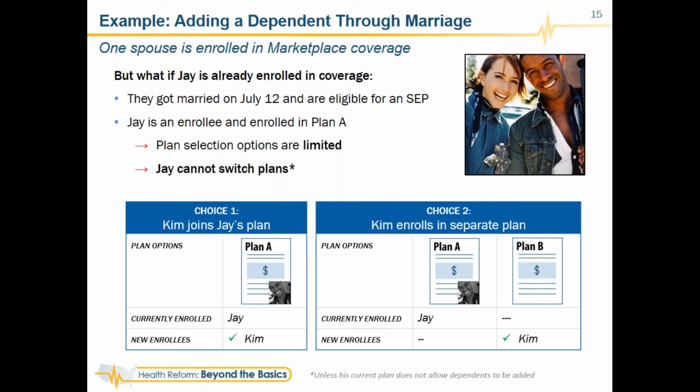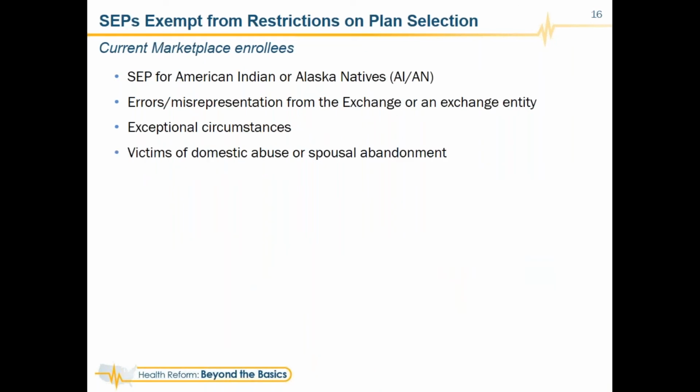Now, there are a few SEPs that are exempt from these restrictions on plan selection for current enrollees, and those are listed here. There's the SEP for American Indians or Alaska Natives, also known as AIAN. There's the SEP for errors or misrepresentation from the exchange or from an exchange entity. There's exceptional circumstances, which are things like a natural disaster or a medical condition that kept a person from enrolling during open enrollment. And then there's the SEP for victims of domestic abuse or spousal abandonment. So those do not have any restrictions on plan selection for people who are already enrolled in coverage.